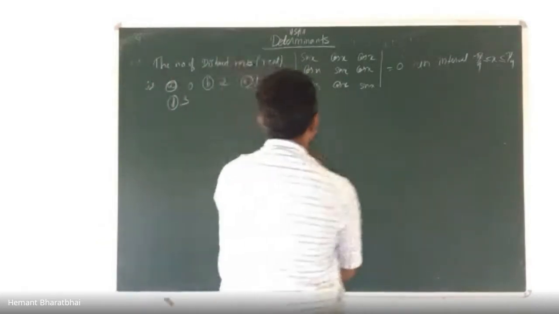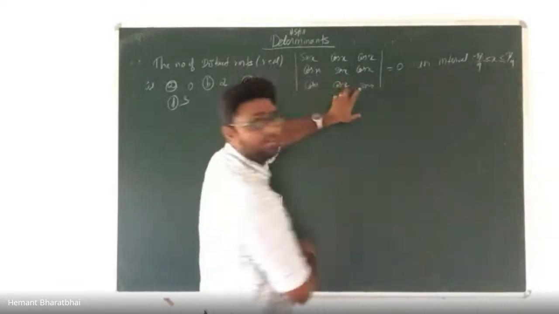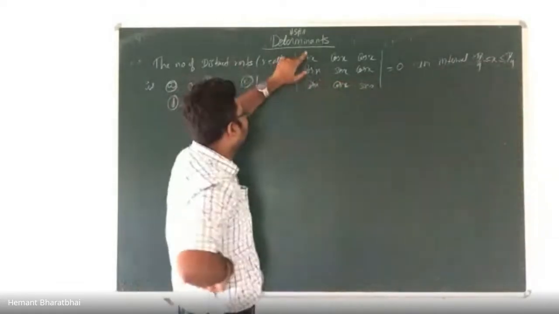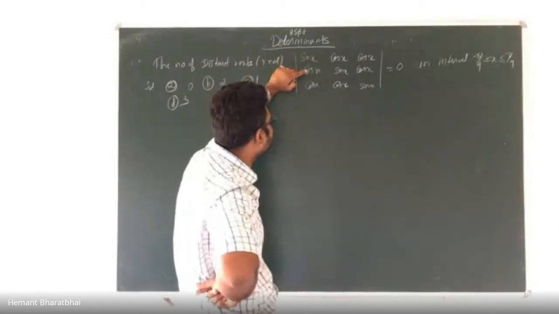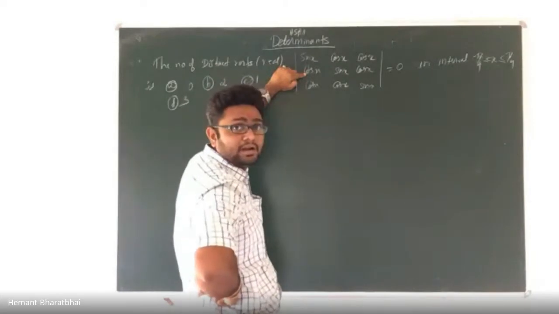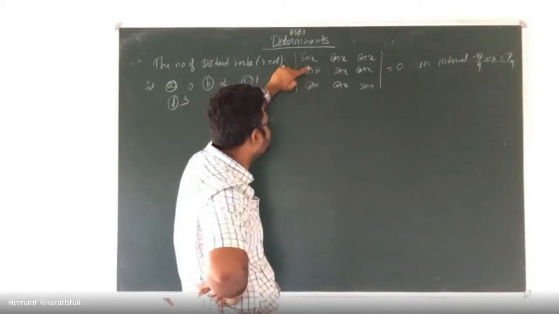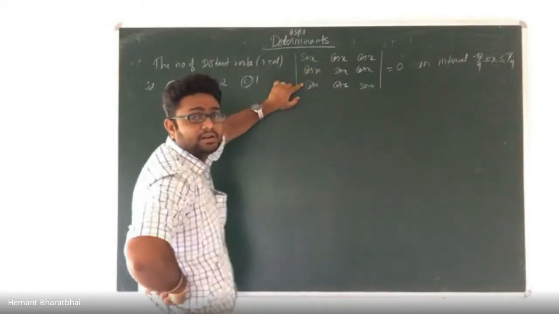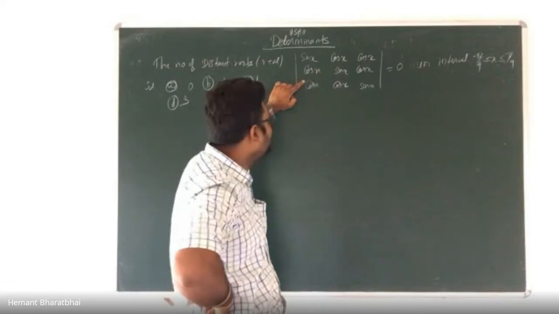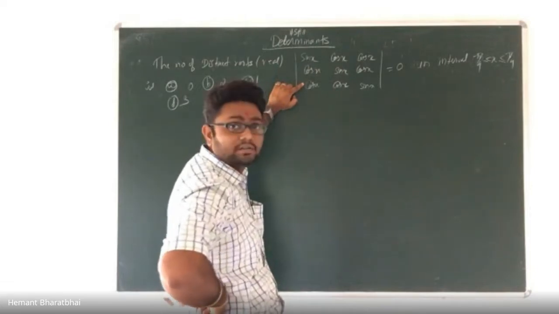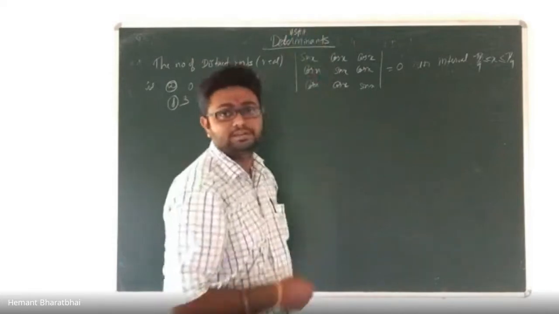If I'm adding columns 2 and 3 to column 1, then it will become sin x plus cos x plus cos x, that is sin x plus 2 cos x. Here also I'll get cos x plus sin x plus cos x, so it will become sin x plus 2 cos x. Here also, cos x plus cos x plus sin x, that is sin x plus 2 cos x. Then I can remove that common factor, and whatever remains inside is 1.